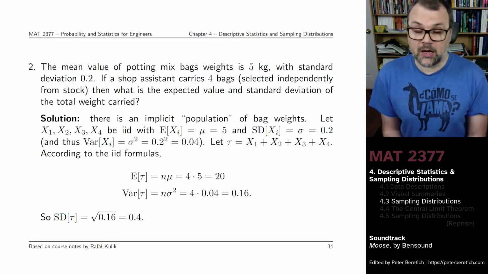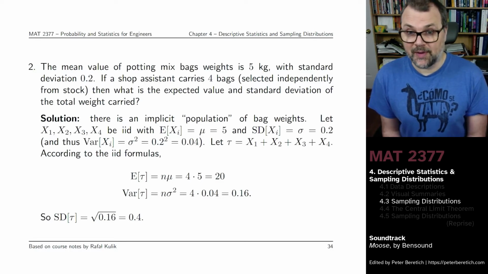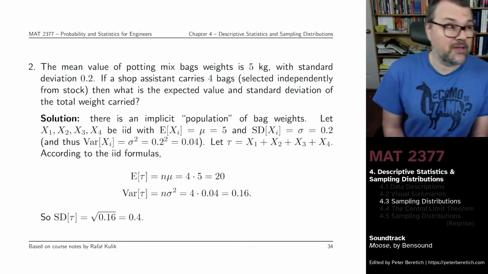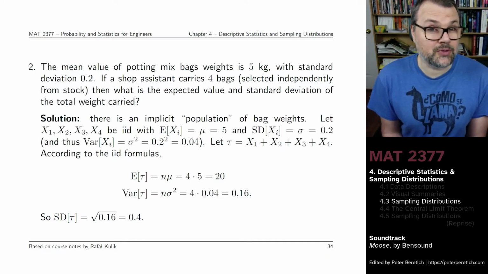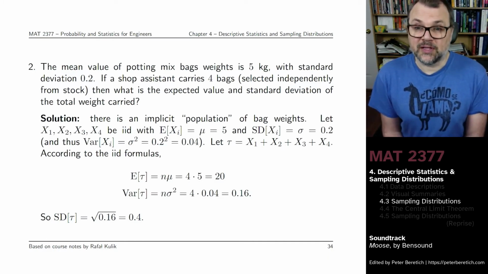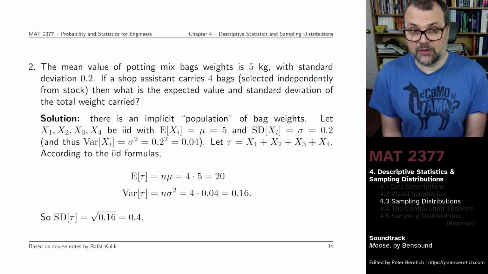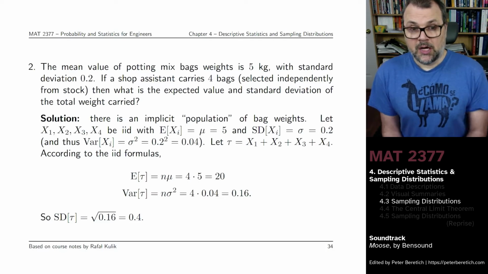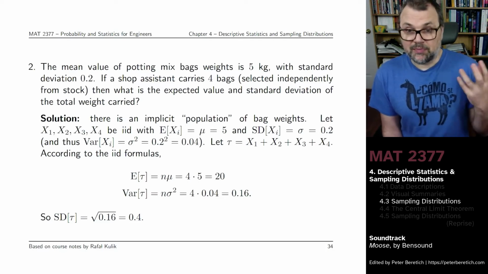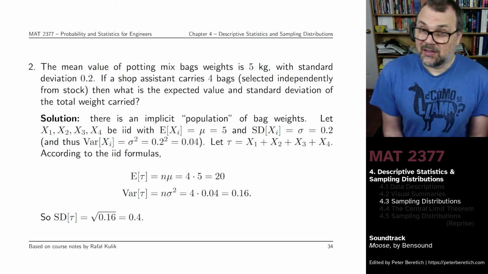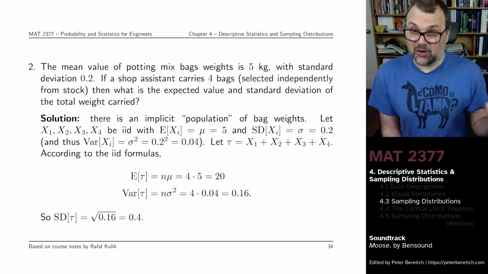You go to the shop, you purchase 4 of these bags. We assume they've been selected independently from stock. That might not be a very realistic assumption to make here, but let's assume that that's what actually happened. What's the expected value and the standard deviation of the total weight carried? There's a population in there which is implicit: all of the bag weights, not just the ones that you're going to be selecting to bring home with you.